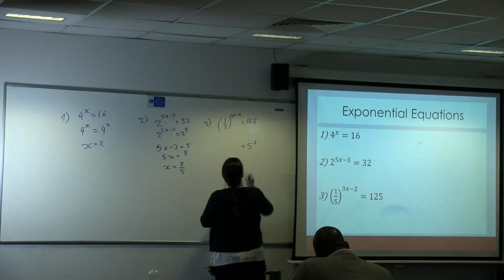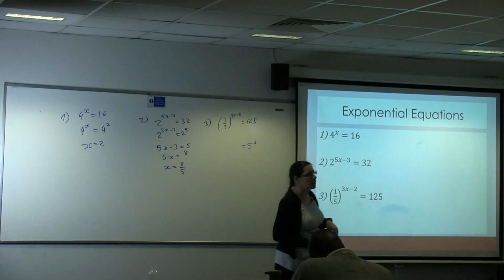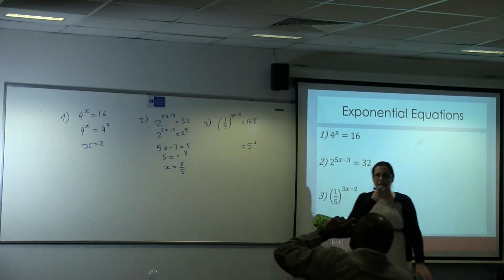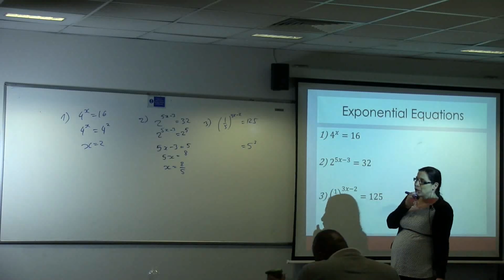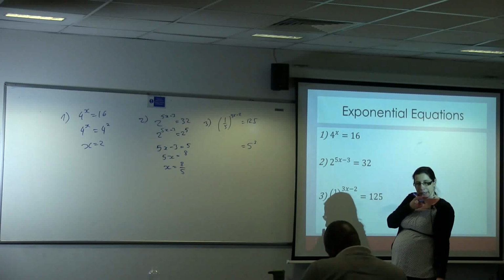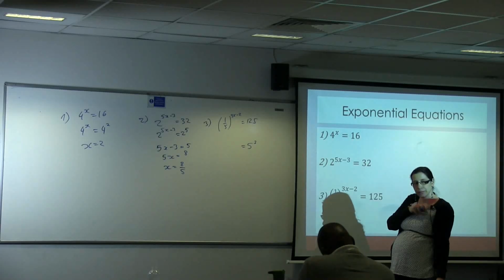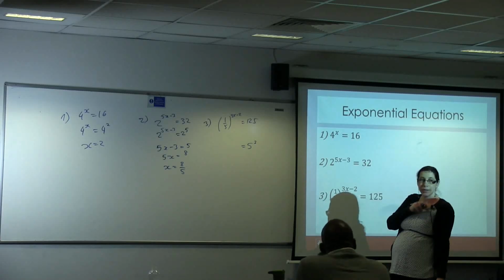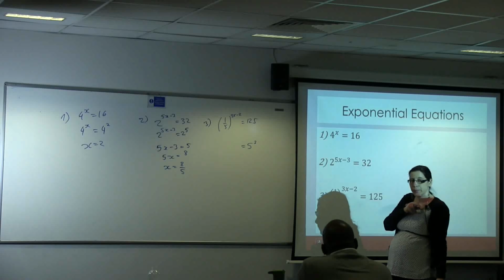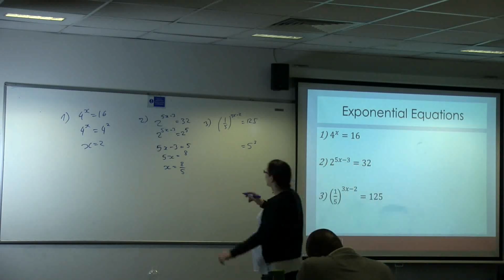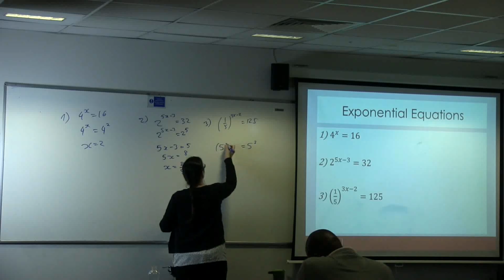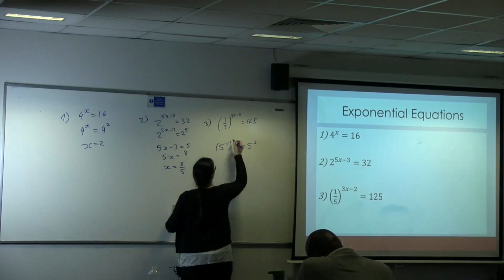Now that's almost good for me, but on the other side I've got 1 over 5, not 5. So can I express that 1 over 5 as a power of 5? Well, I can, because I remember that there are so-called negative powers. So 1 over 5 is actually 5 to the minus 1. So in the bracket, that is 5 to the minus 1.